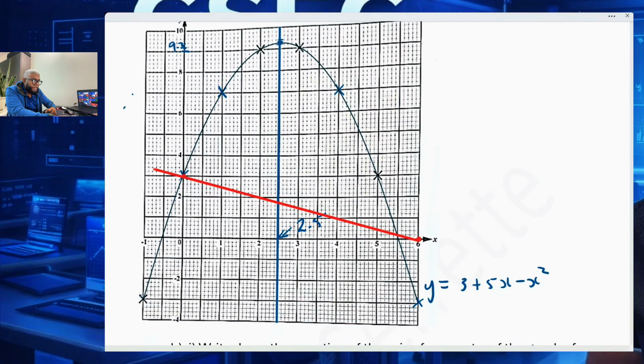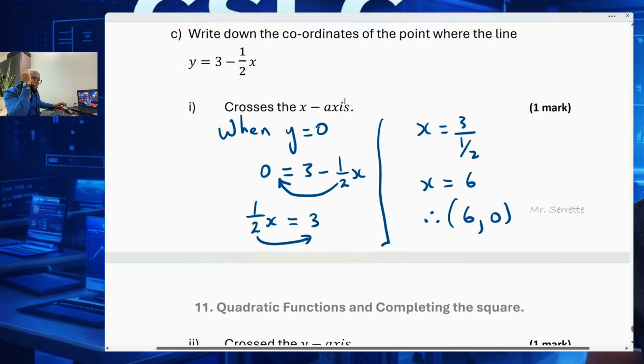What's the equation of this line? y is equal to what? 3 minus a half x. That's the equation of that line. So I think the next part of the question is to solve the two equations simultaneously. Let me just see it here. Yes, simultaneously. So I want to put a note on that.